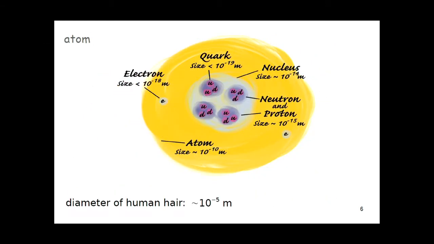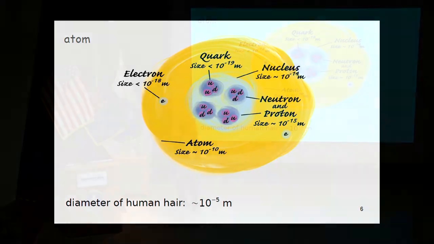So let's start at the very beginning. Nearly all the visible matter that we see in the universe consists of atoms. Atoms have a size of the order of 10 to the minus 10 meters. Compared to the human hair, which has a diameter of the order of 10 to the minus 5 meters, which means a fraction of 1 followed by 5 zeros, an atom is 100,000 times smaller than a human hair.